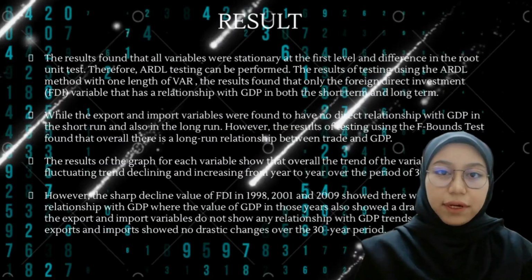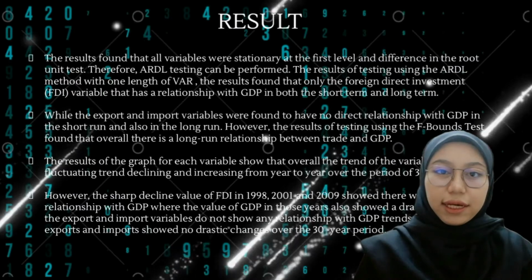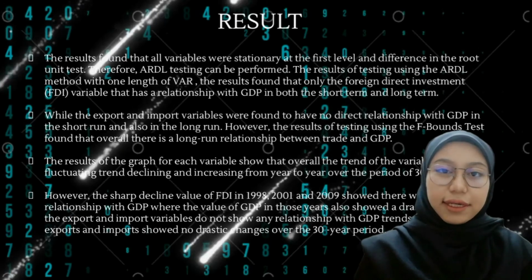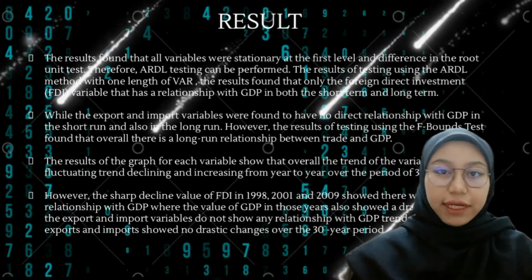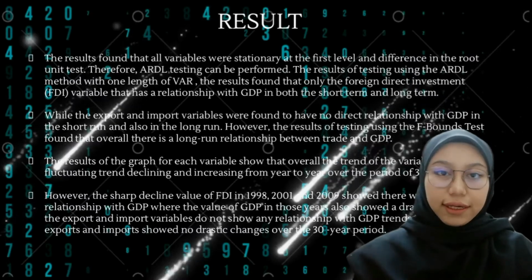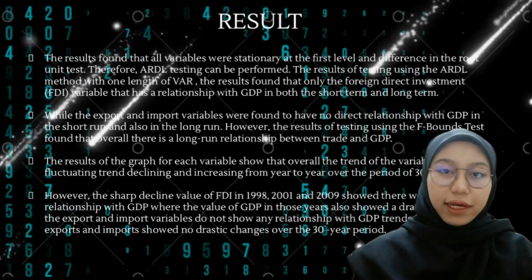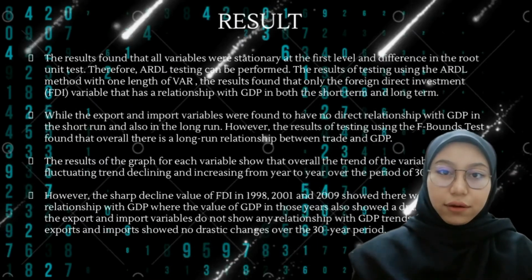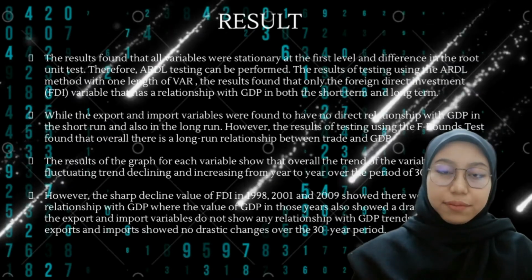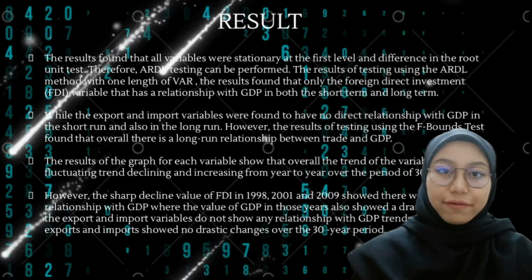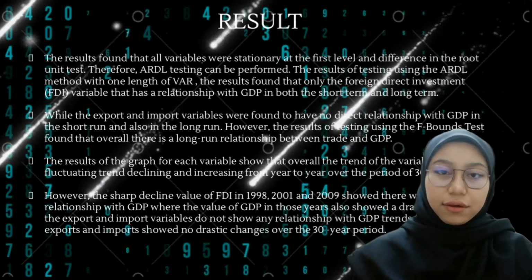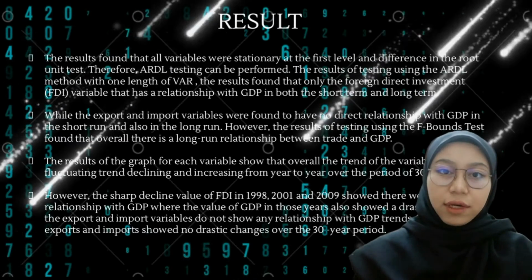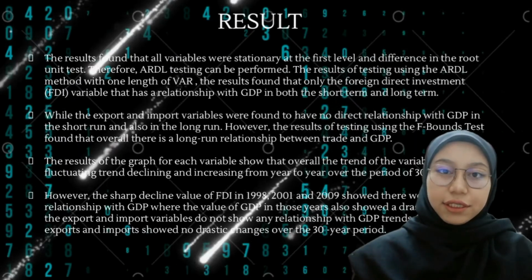The study result found that all variables were stationary at the level and the first difference in the unit root test, so the ARDL test can be performed. The result of testing using the ARDL method found that only FDI has a relationship with GDP in both the short run and long run, while the export and import variables were found to have no direct relationship with GDP in the short run and long run. However, the result of testing using the F-bound test found that overall there is a long run relationship between trade and GDP.